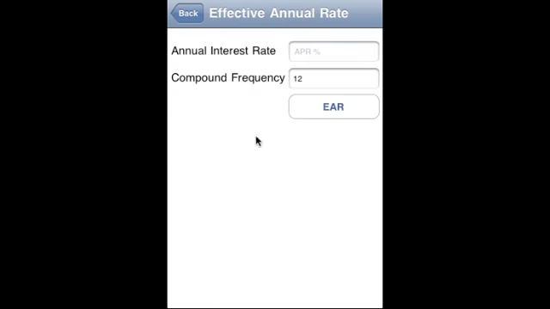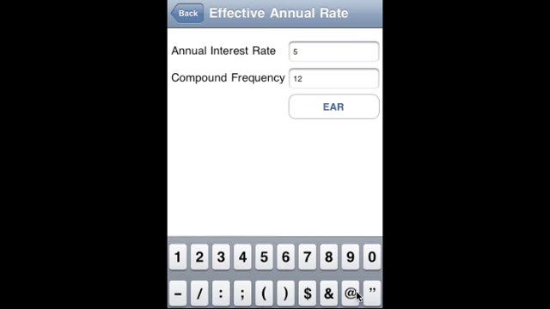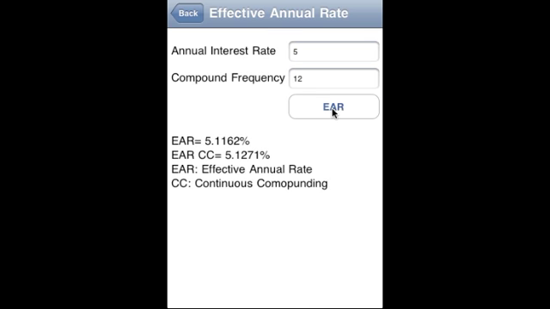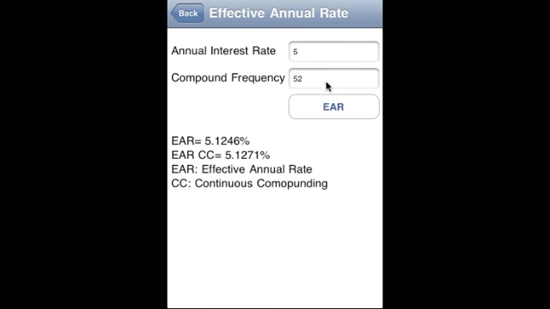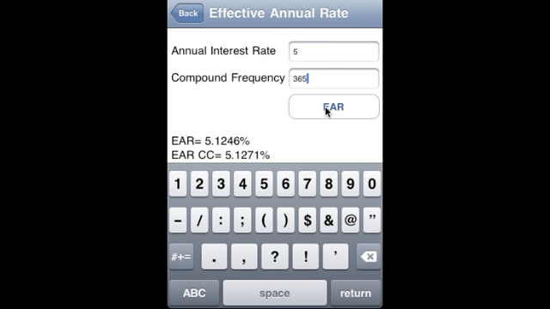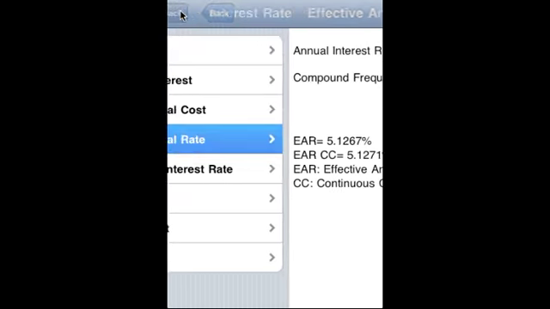Effective annual rate. The annual percentage rate and effective annual rate will change based on the compounding frequency. So with 5% APR and a compounding frequency of 12, 5.1162 becomes the effective annual rate, and if it is continuously compounded, 5.1271. Now, just like compound interest, let's increase the frequency even further. We see that it is pretty much approaching the continuously compounding effective annual rate.